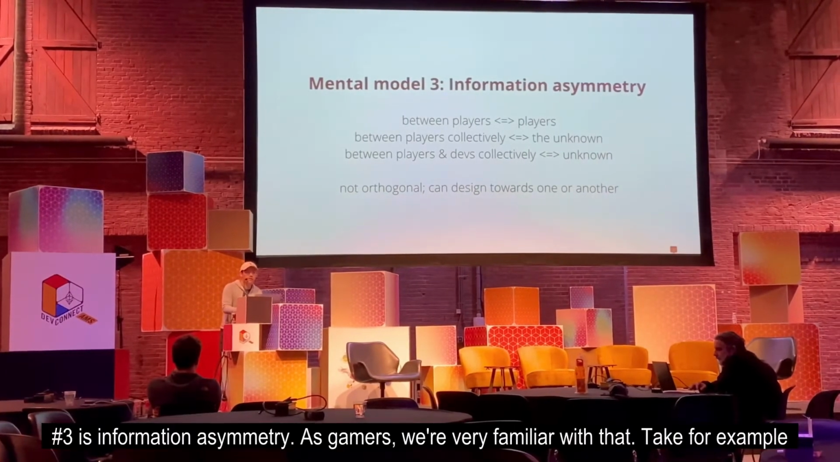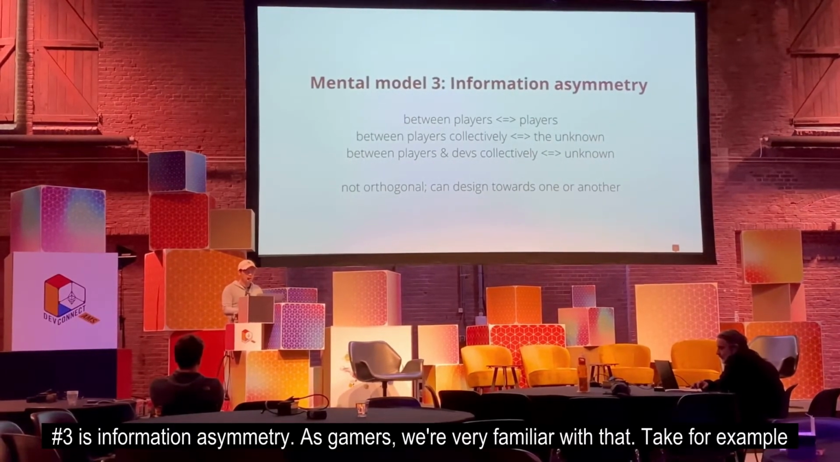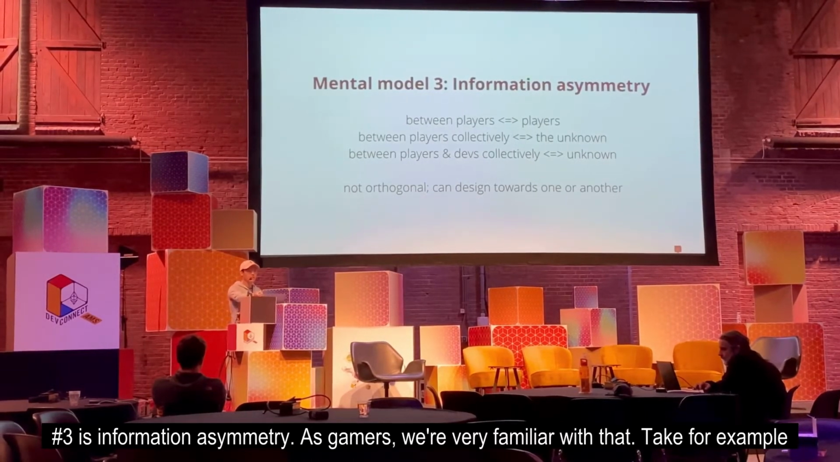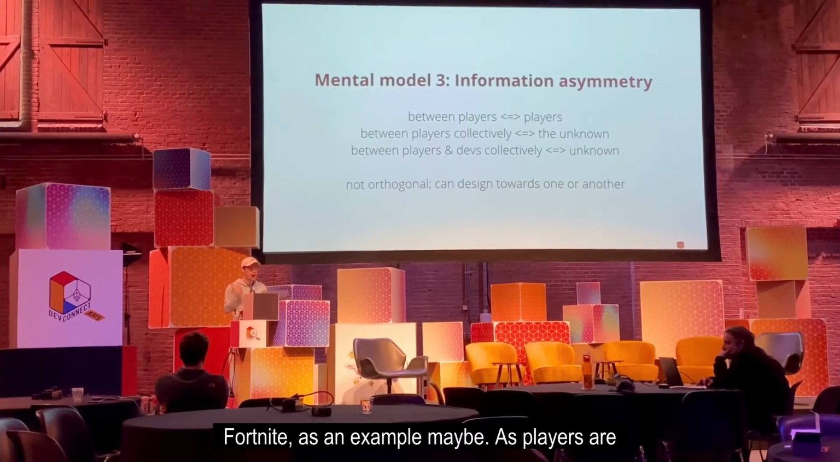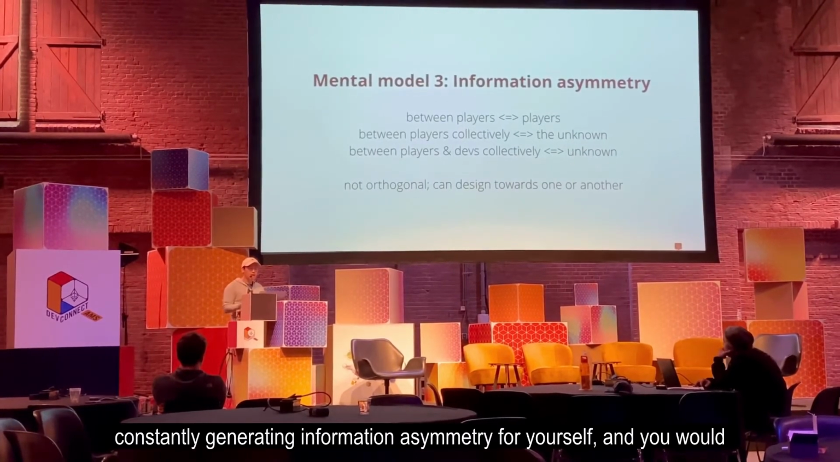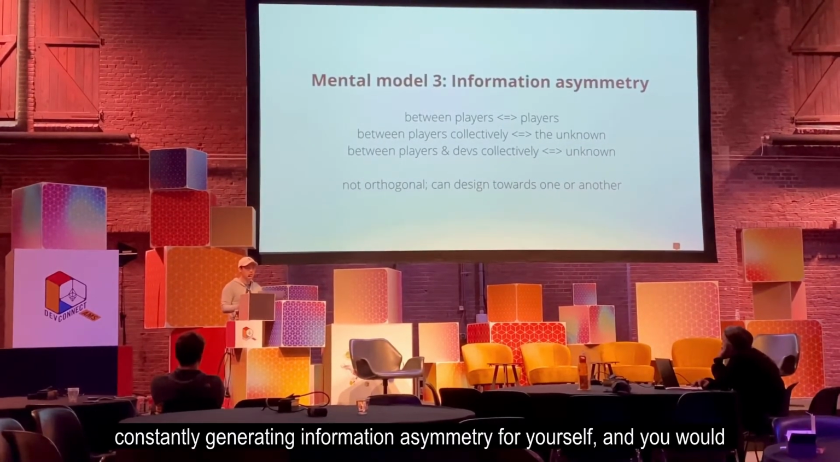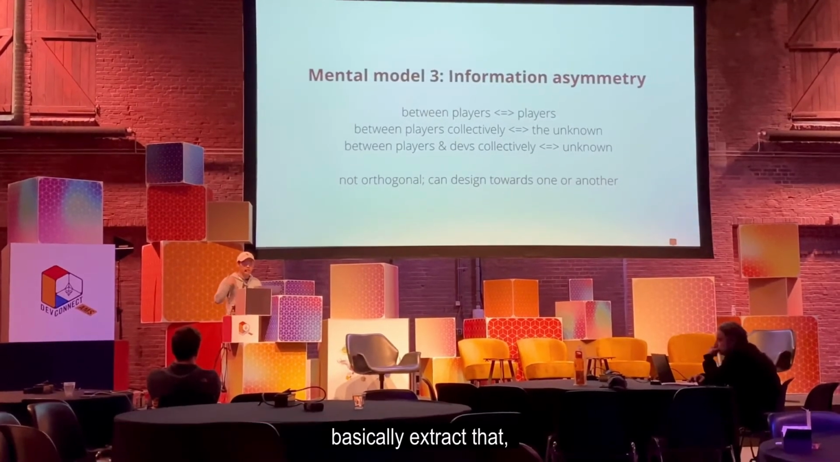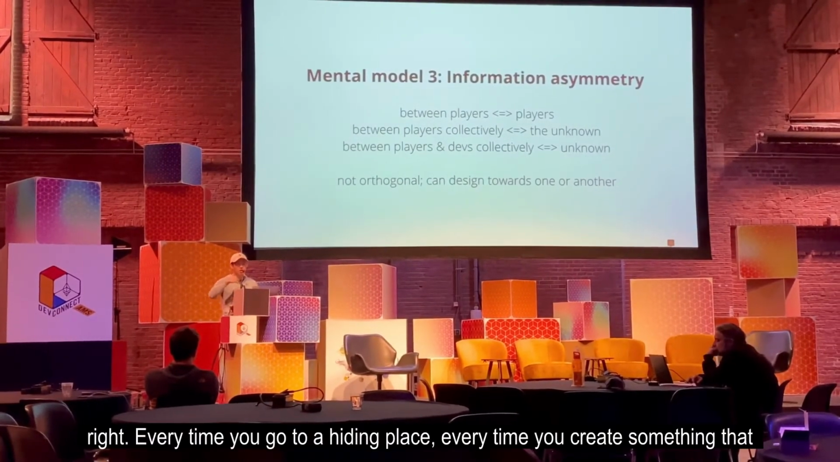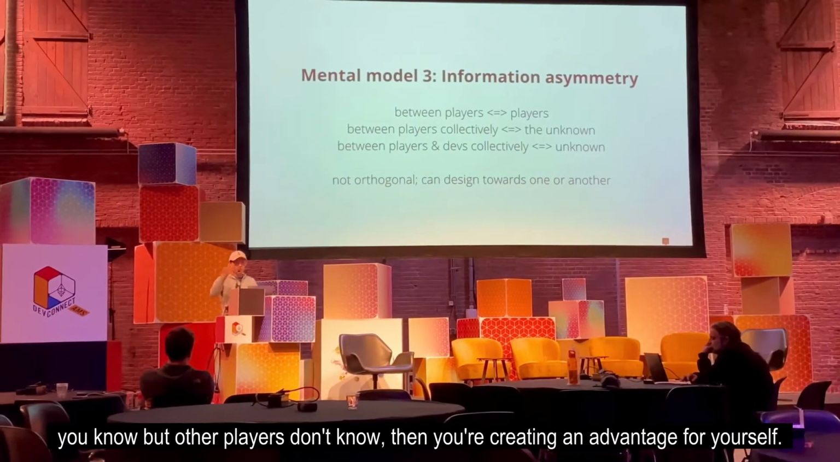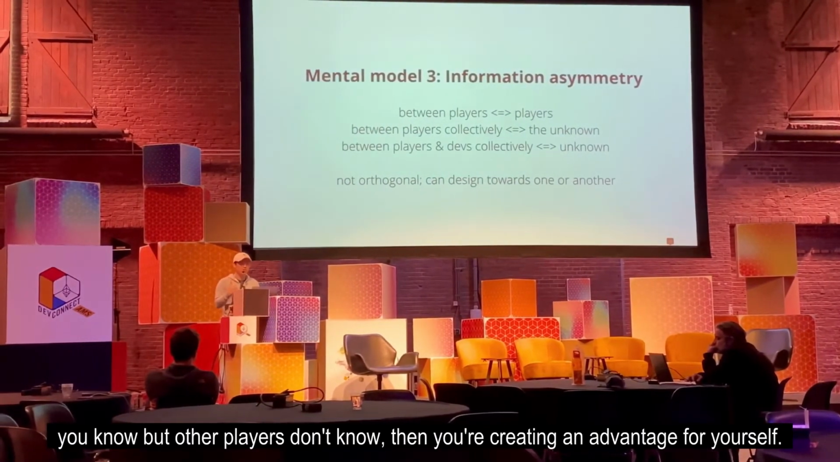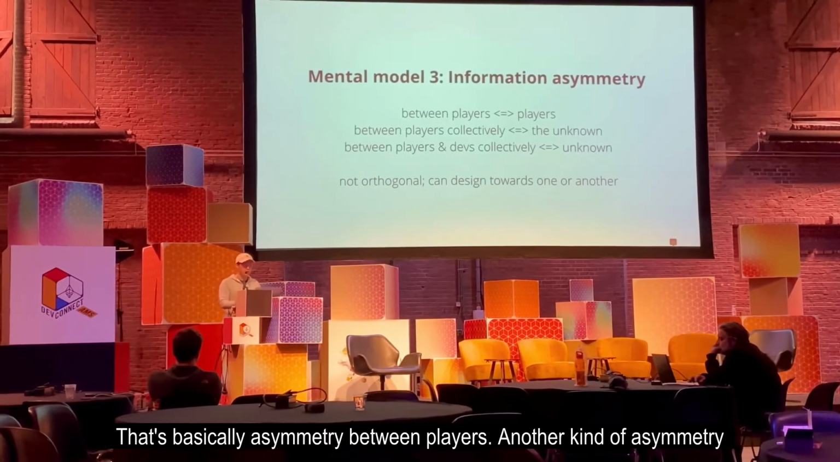Mental model number three is information asymmetry. As gamers, we're very familiar with it, right? Take Fortnite as an example. You as players are constantly generating information asymmetry for yourself, and you basically extract that, right? Every time you go to a hiding place, every time you create something that you know but your players don't know, then you're creating an advantage for yourself. That's basically asymmetry between players.